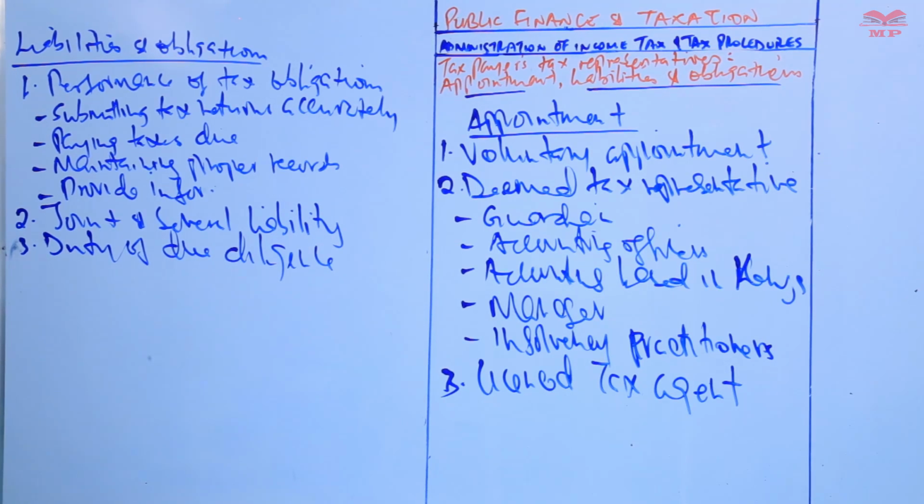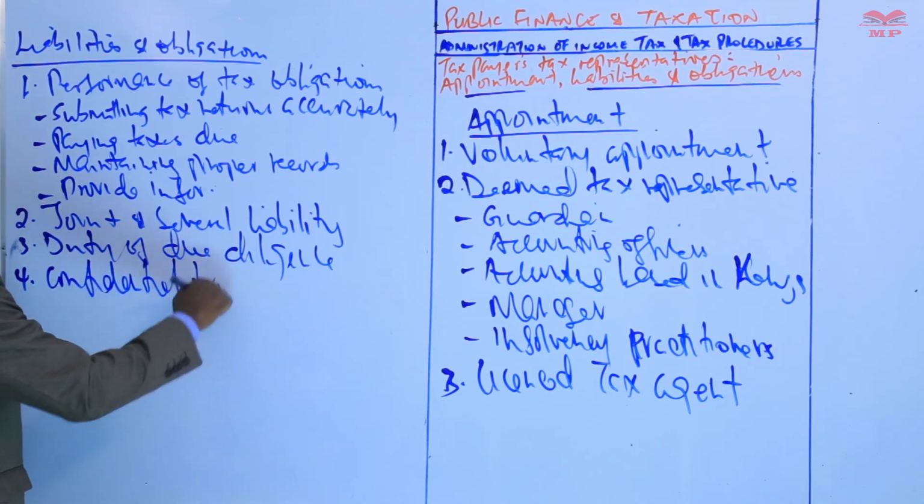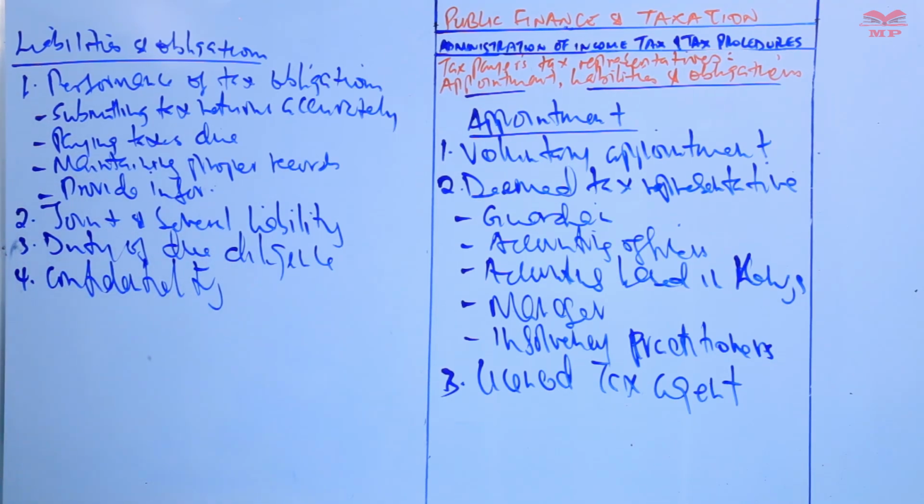So they have a duty of diligence and care. The tax representatives are expected to act with due diligence and care in managing the tax affairs of the taxpayer. Number 4, confidentiality. Tax representatives are bound by confidentiality regarding the taxpayer's financial and tax information obtained in the course of their duties.